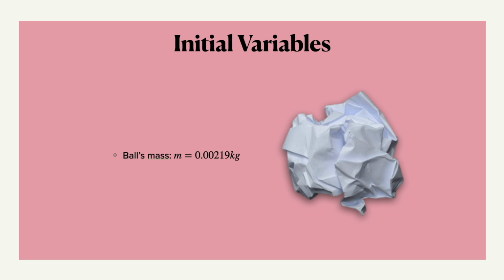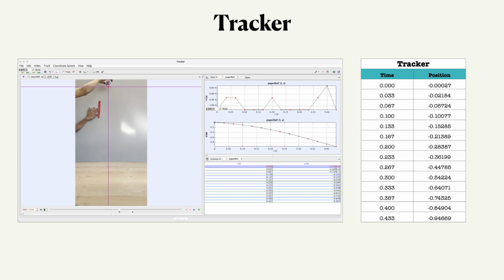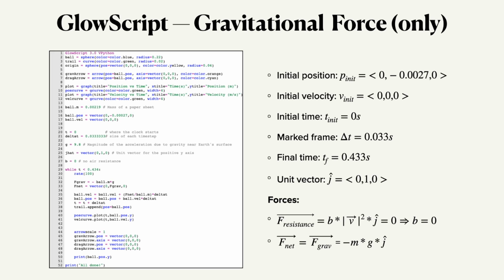As a preparation for the experiment, I found the mass of a paper sheet that I used to make a ball. After that, I recorded the video of the falling ball and analyzed it in the Tracker application. After tracking the ball's position, I created a table with observed values of time and position. One of the important values I got after tracking the ball's motion was its initial position vector. Since the object started moving from rest, I considered the initial velocity to be 0.